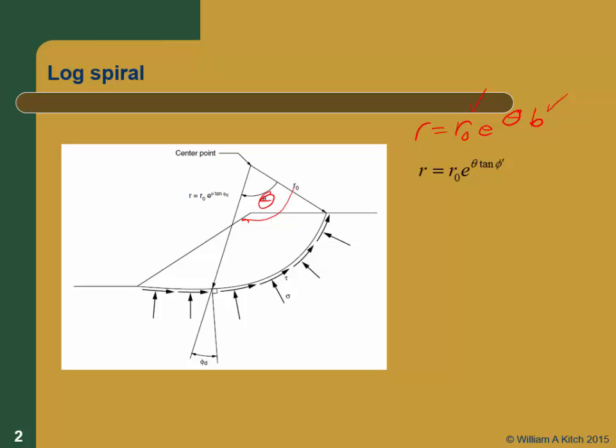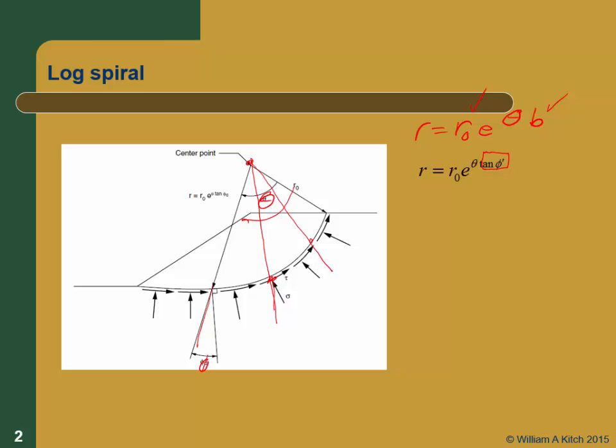What's interesting for us is if we use for b, this second constant, the rotation constant, the tangent of the friction angle, then the log spiral has this very interesting property that the angle between the normal and the direction to the center of the spiral will always be at phi. So at any point along here, the resultant of the frictional force on the surface will act through the center of the log spiral.